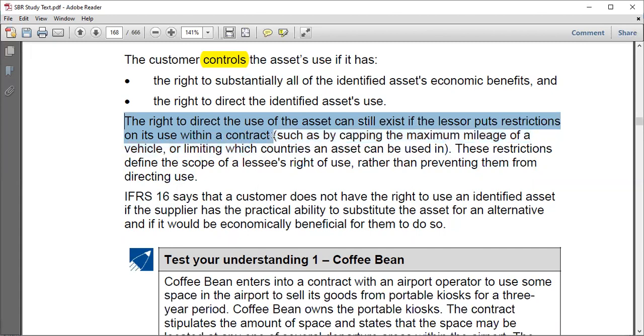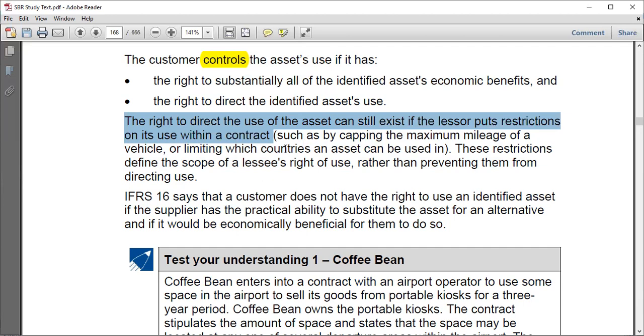Someone has told you, okay, no problem, I'm giving you my machine, but don't take this machine out of Tanzania. You cannot say, oh, I cannot control, the use has been restricted so that I cannot take it out of Tanzania. Or maybe I'm not allowed to use it for 24 hours. No, you can still direct the use, but there is just a restriction. So a restriction does not negate, I'm repeating again, a restriction does not negate the right to direct use.